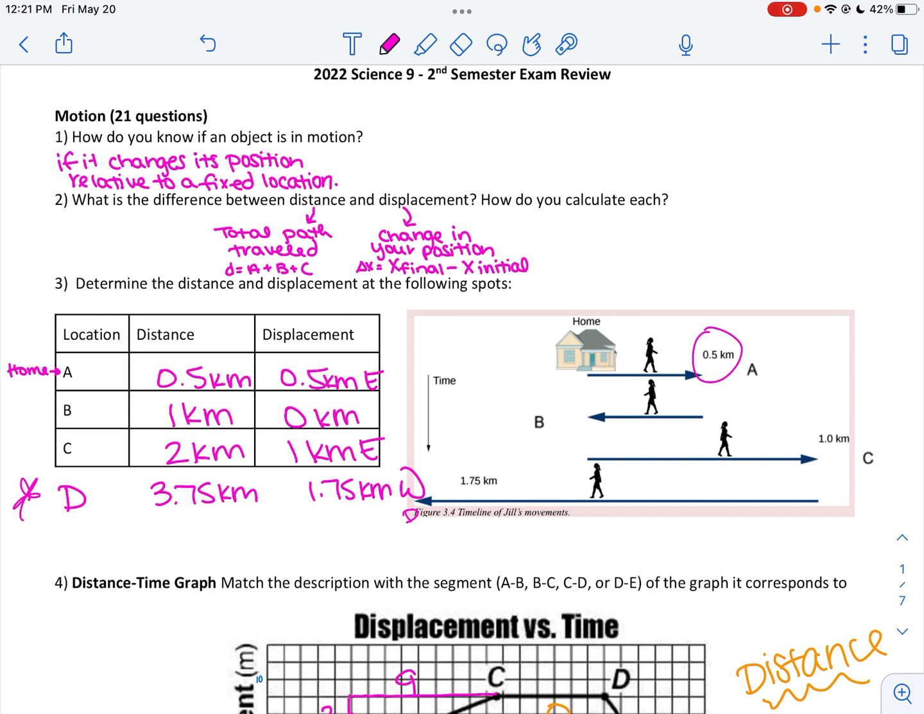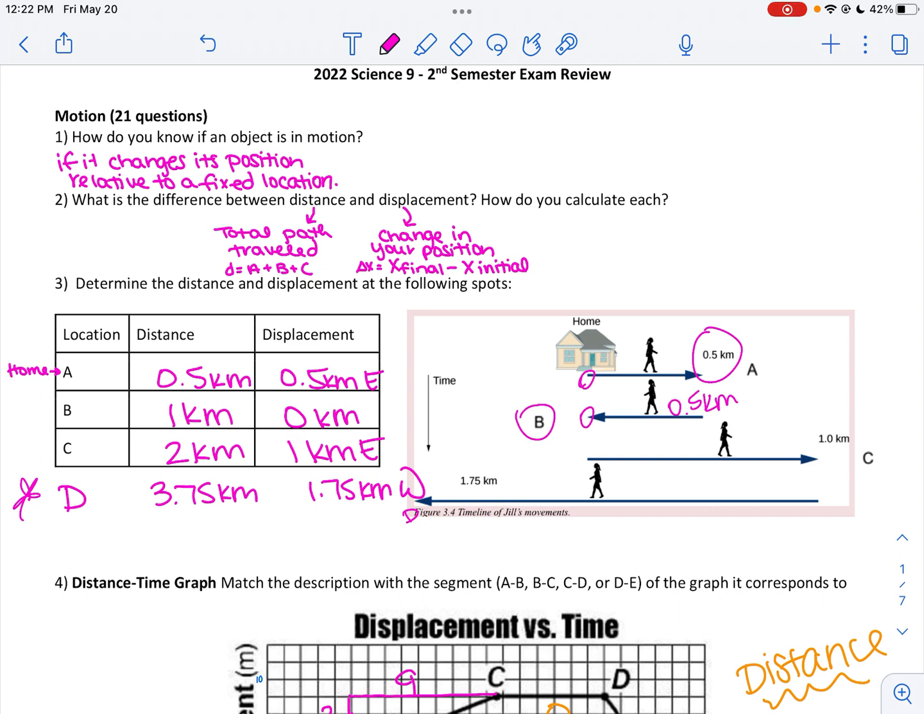So it was 0.5 kilometers to A. So then going back to the house is another 0.5 kilometers. So from A back to B, that would be an additional 0.5 kilometers. So add those two together. That's how you get a distance of 1 kilometer. For displacement, though, I started at home and I finished at home. So if I start and end in the exact same place, my displacement is 0. If you notice with the 0, I just included 0 kilometers, but I did not add a direction. Displacement should have direction on these.